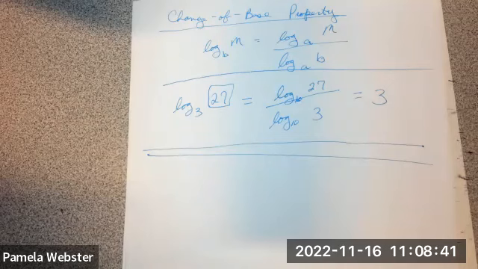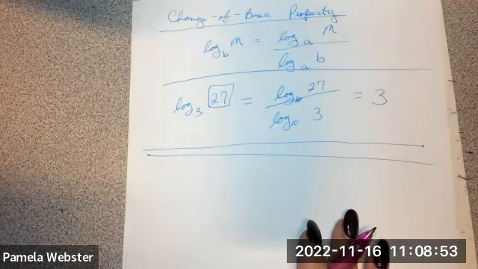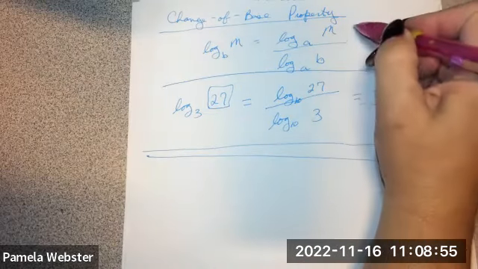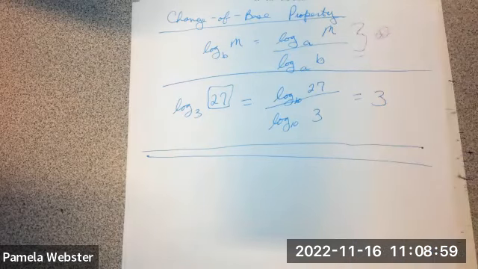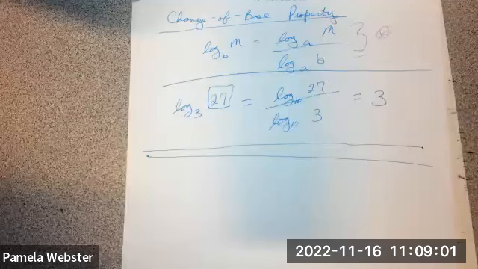So the thing that we did not hit before we wrapped up logarithms, and I think it was just a matter of running out of time, was we did not talk about the change of base formula. So this is the change of base formula right here. Log base b of m.